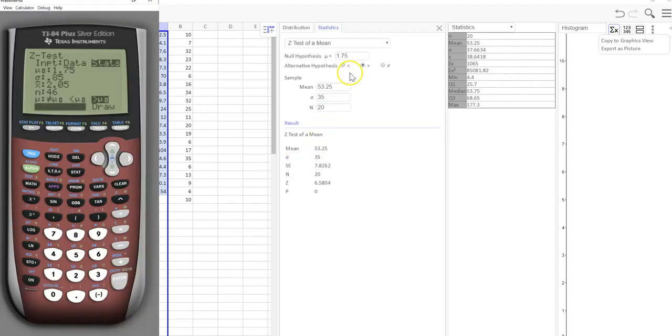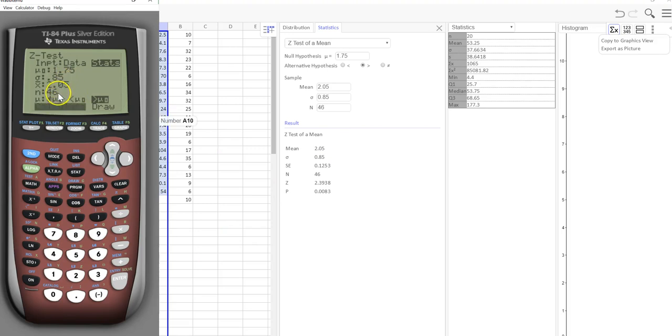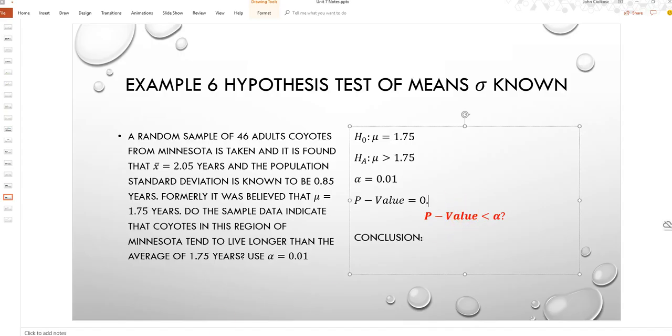Let's go ahead and recreate that in GeoGebra as well. So our mean 2.05, sigma 0.85, sample 46. So again, 2.05, 0.85, 46, good. Let's go ahead and calculate. So we got our p-value of 0.0083. So p-value 0.0083. So we're looking, is that less than alpha?